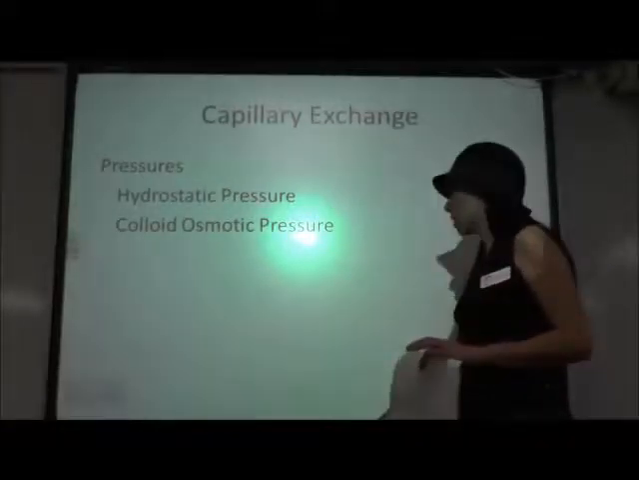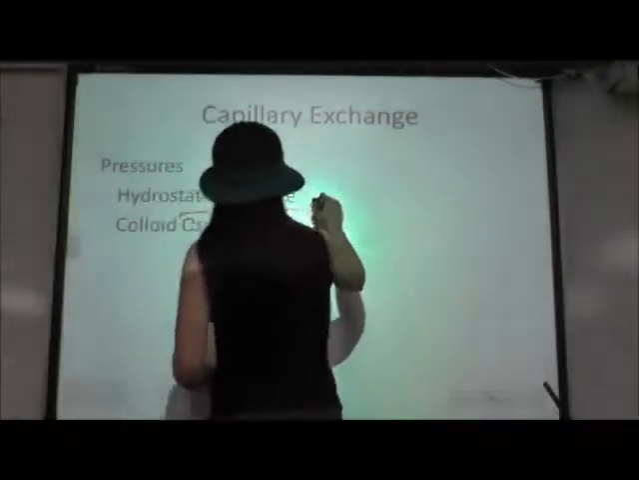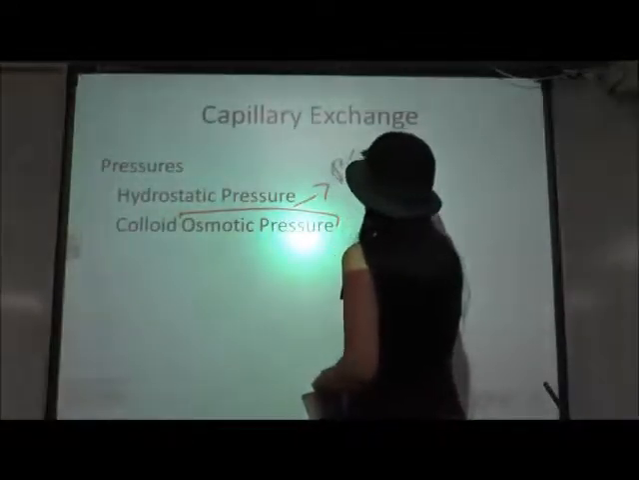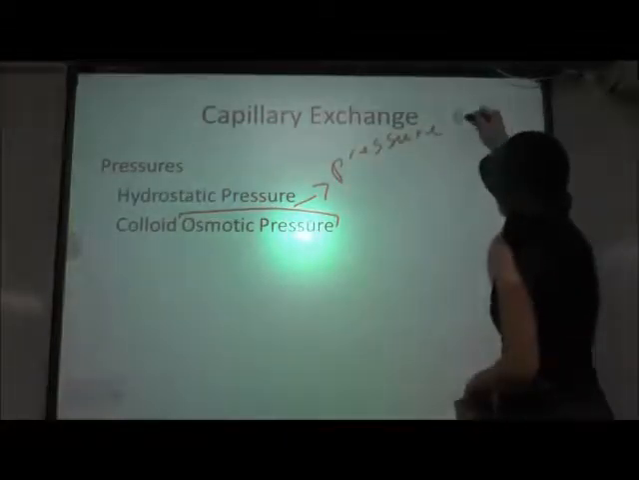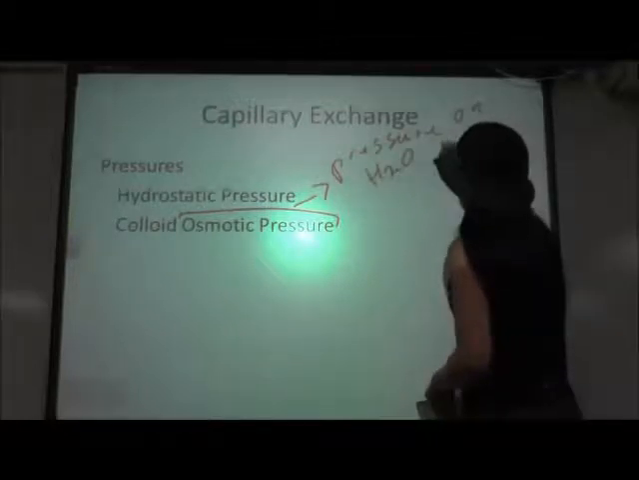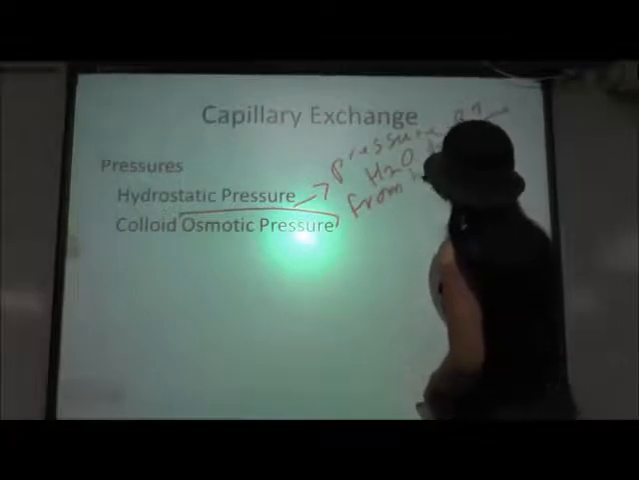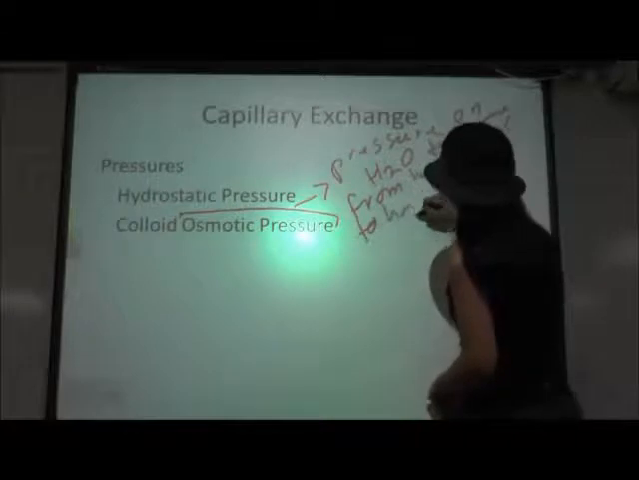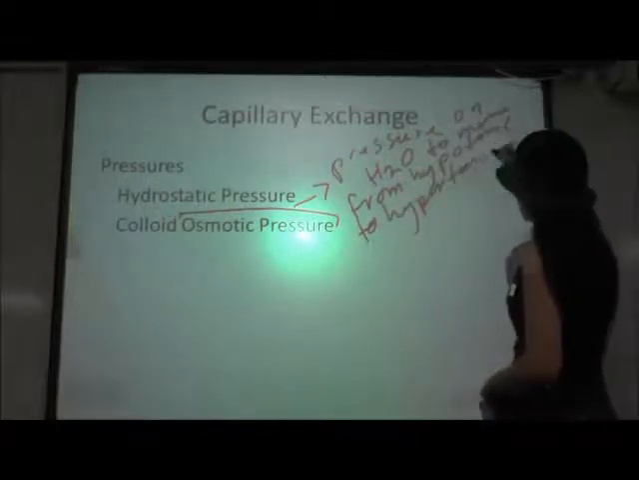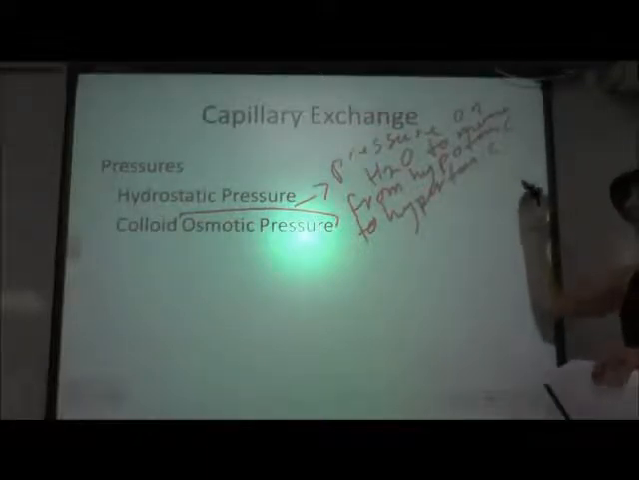And osmotic pressure is always the pressure on water to move from a hypotonic solution to a hypertonic solution. So we'll look at how this applies to our blood in just a minute, but for osmotic pressure, it's the pressure on water to move from hypotonic to hypertonic. Hypertonic being the solution that has a bunch of solutes in it. Hypotonic has more solvent than solutes.